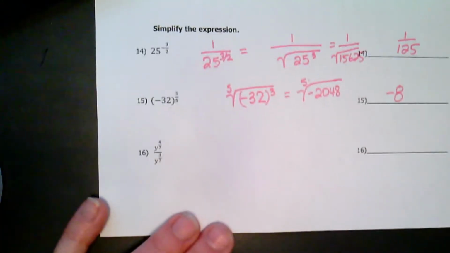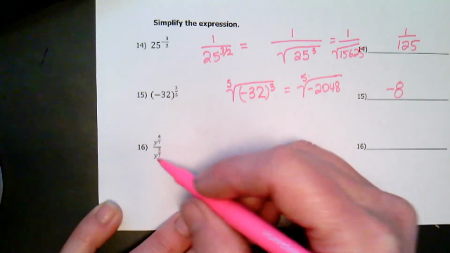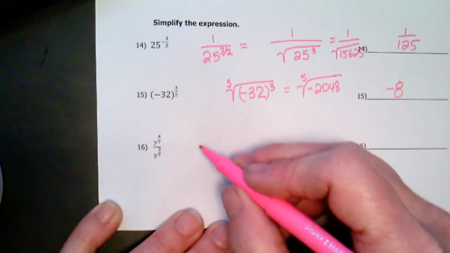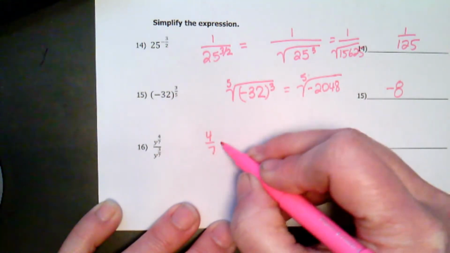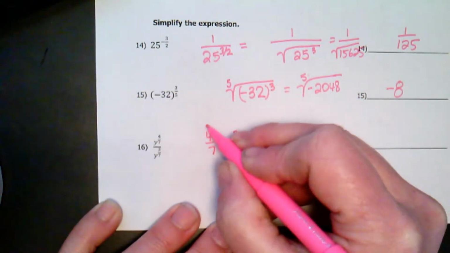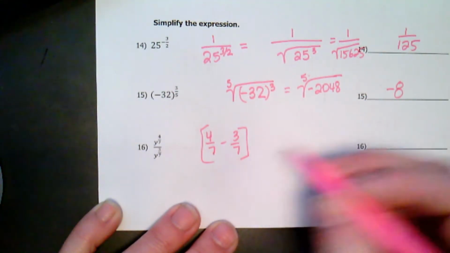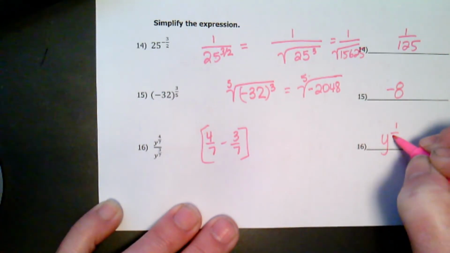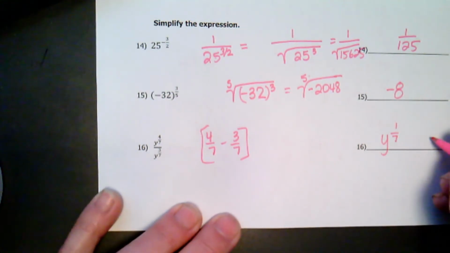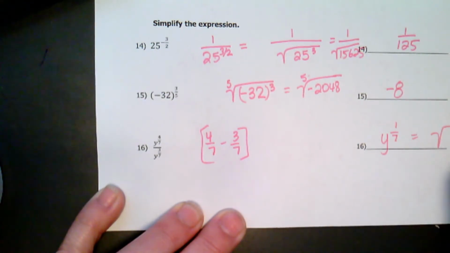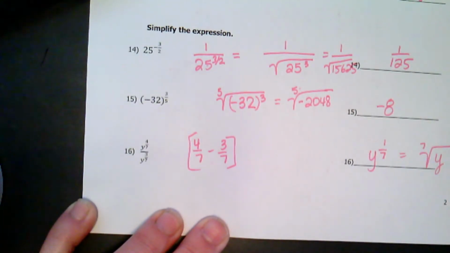Alright, number 16. To be able to combine these, since we have the same base, we're just subtracting our exponents. So this is y to the 1/7. We want to put it in the form, either one. That's what it looks like.